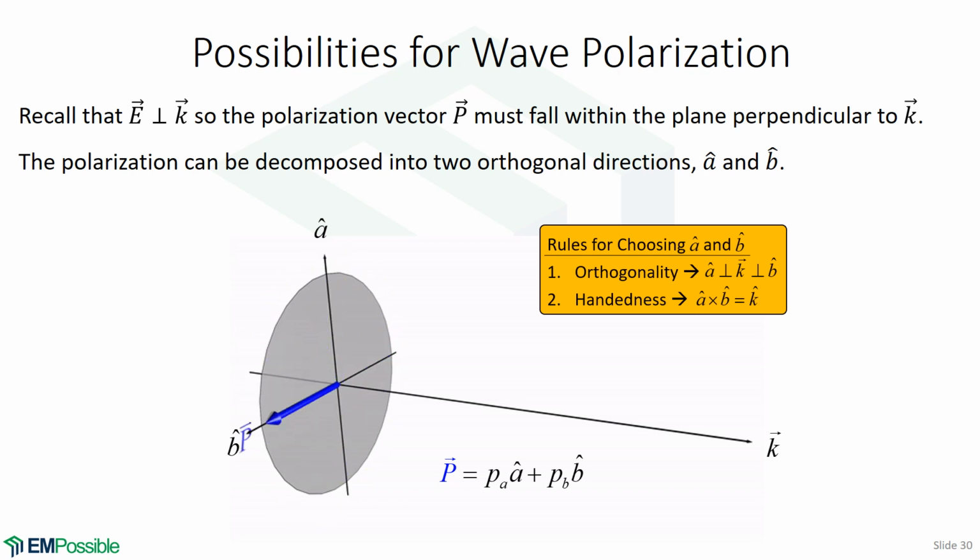Given A and B, we can now write our polarization vector as just a weighted sum of those directions, A and B. So P sub A is the amplitude in the A direction, and P sub B is the amplitude in the B direction. And PA and PB, those are complex numbers. They can be out of phase with respect to each other, and we'll need that when we start talking about circular or elliptical polarizations.